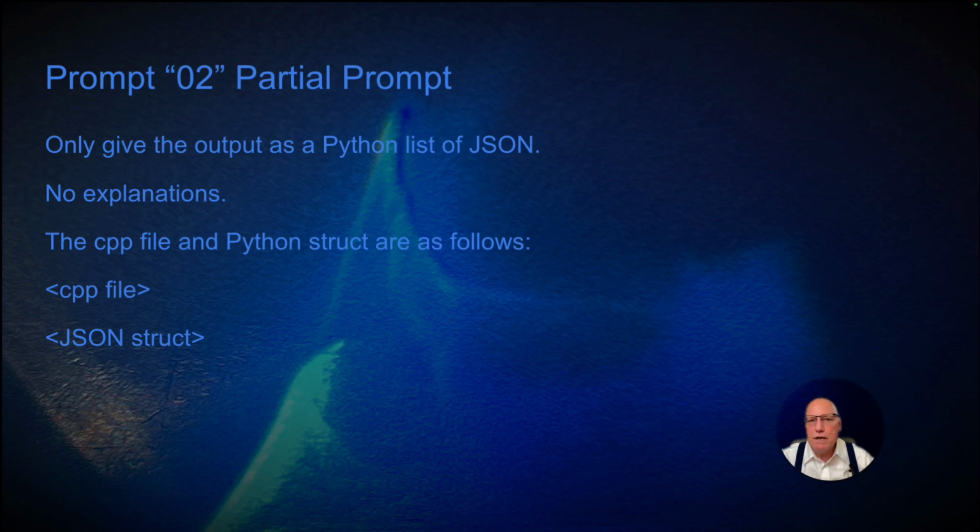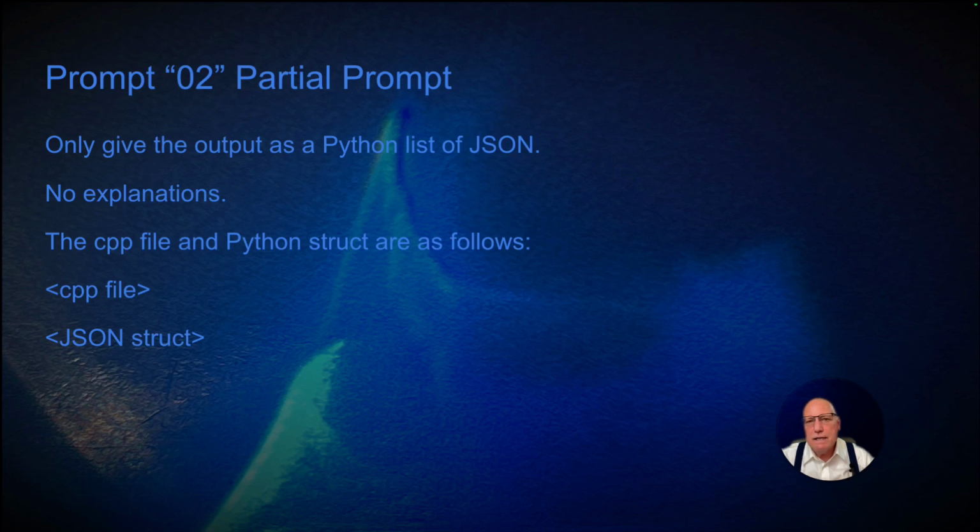I have told it no explanations, and this is important. If you've worked with ChatGPT-4 or others, you notice that they give you an explanation. They start off with some information, then they give you the actual JSON, and then they go through and give a summary. By adding this no explanations comment, it eliminates all of that extra information, and so you only get the JSON.